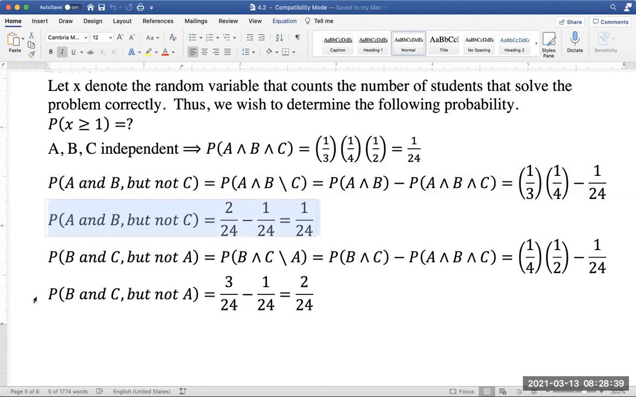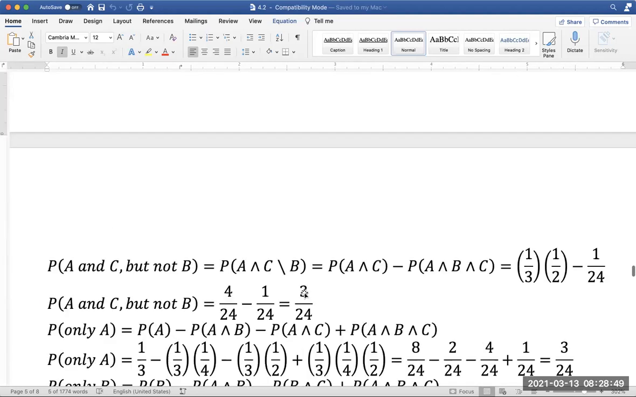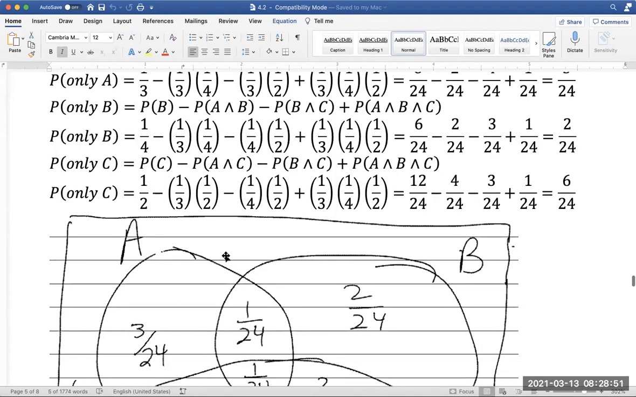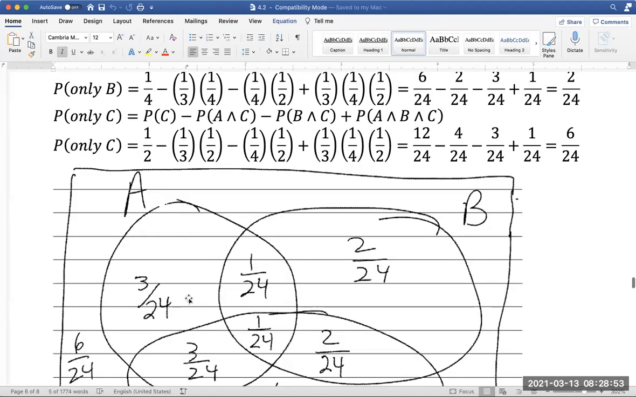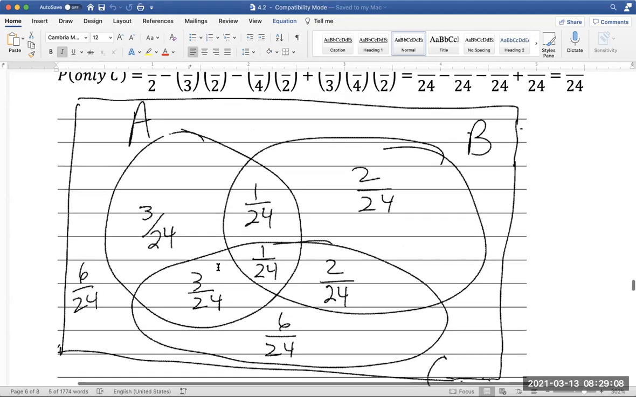So it is 3 out of 24 minus 1 out of 24, which is 2 out of 24. Next, the probability of A and C is 1/3 times 1/2, which is 1/6. So this whole slice here is 1/6, which is 4 out of 24, minus 1 out of 24 is 3 out of 24.